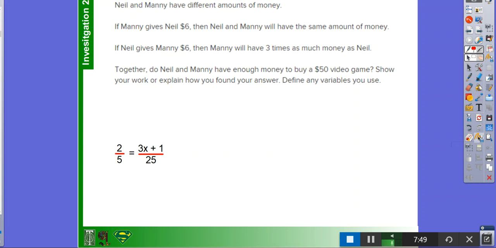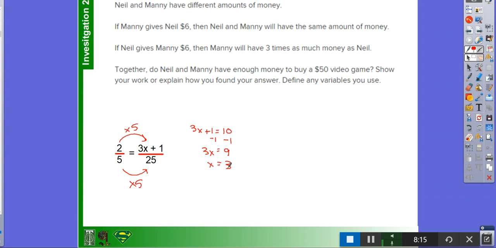Okay, so I found that 5 went into 25 times 5. So then I know that 2 times 5 is 10, so this has to be equal to 10. So 3x plus 1 equals 10. I subtracted 1. 9 equals 3x. X equals 3. Yeah, that will absolutely work.